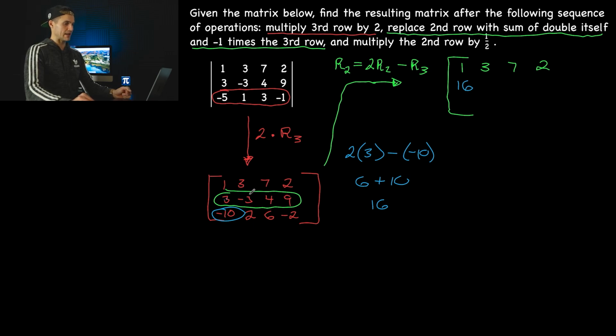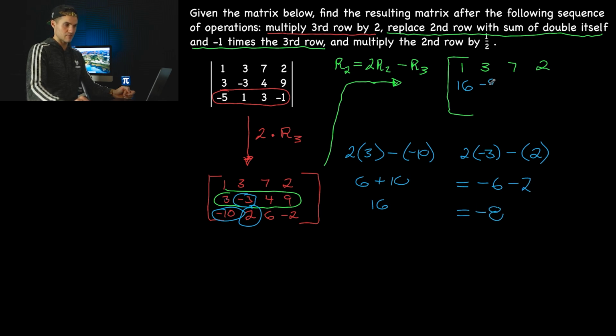Okay, now moving on to the next entry. So we have this -3. So what's going to happen? We're going to replace it with 2 times itself minus the third row, which is 2, right? So this is super detailed here. You got to be careful with your operations, and you have to be careful that you're using the correct elements, right? We're using this -3 and the element from the third row, right? So that right there is going to be -6 minus 2, which is -8. So that's going to be -8 right there.